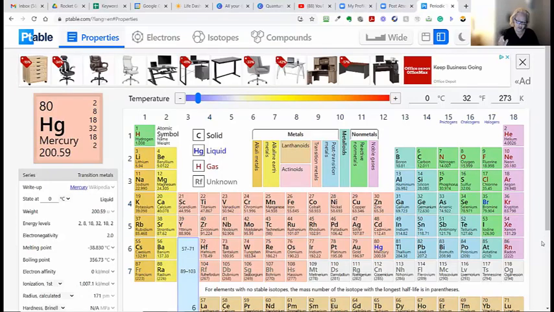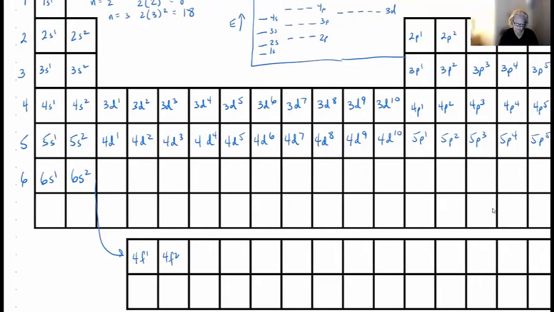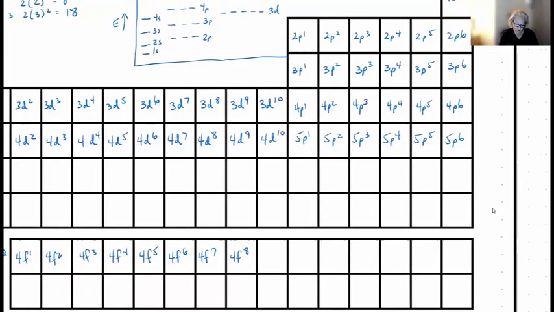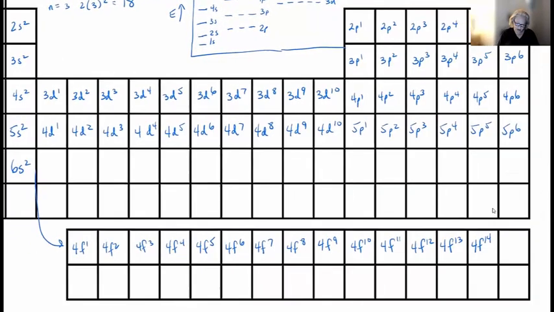And remember, the Fs actually started appearing in the 4th energy level. So here would be the 4F1, 4F2, 4F3, 4F4, 4F5, 4F6, 4F7, 4F8, 4F9, 4F10, 4F11, 4F12, 4F13, and 4F14. Actually, I'm going to do a little edit here.